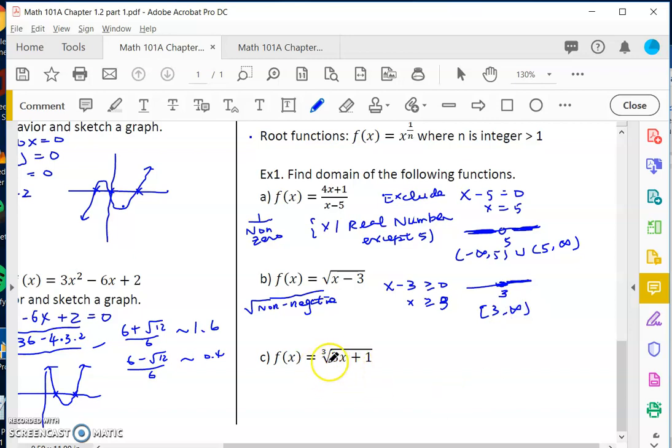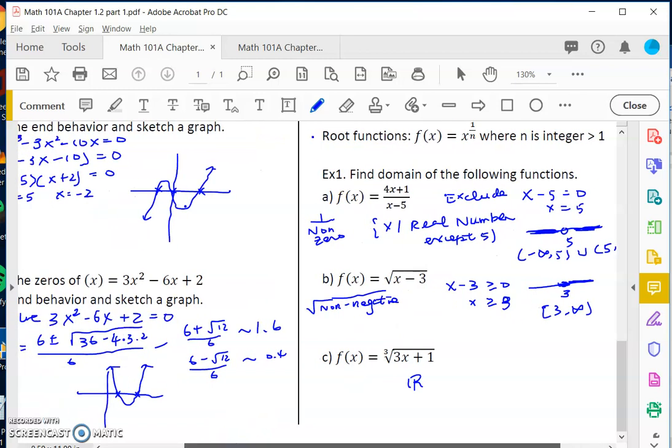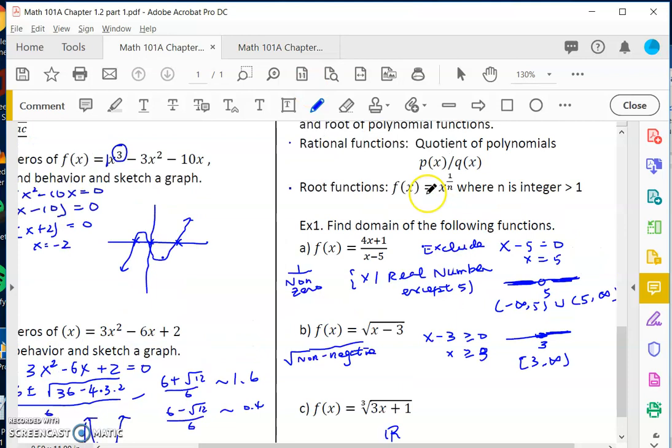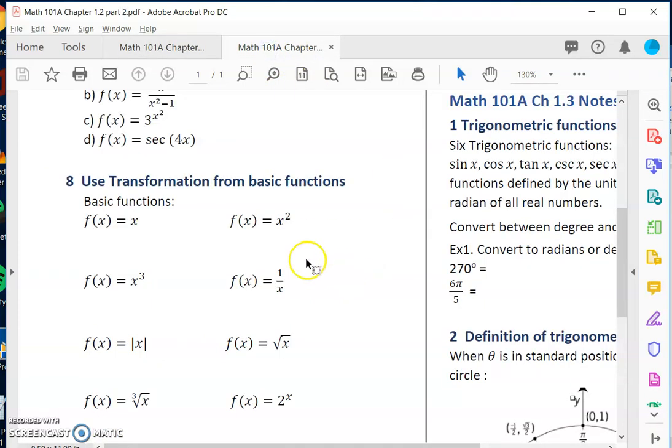Okay. What about if I have a cube root? Do I need to worry about negatives? No. For a cube root or any odd root, the input can be negative as well as positive. So the domain would be all real numbers. So there's no restricted domain; the natural domain is just all real numbers. So that's algebraic functions, and in particular rational functions and root functions.